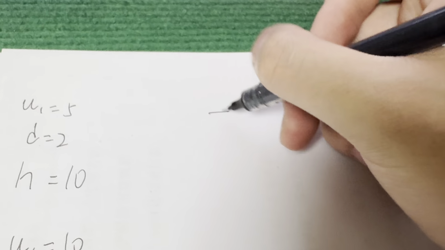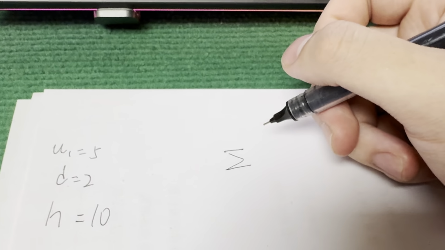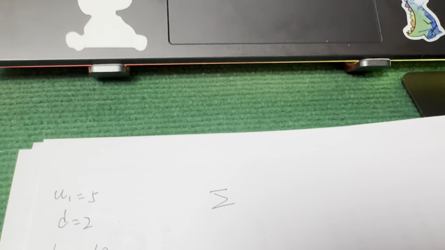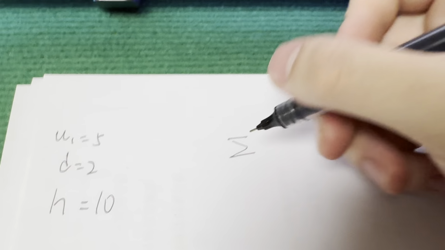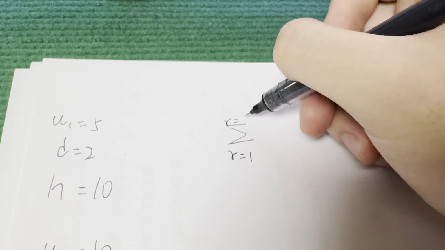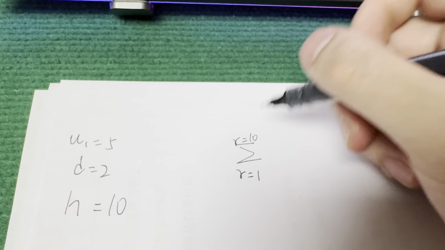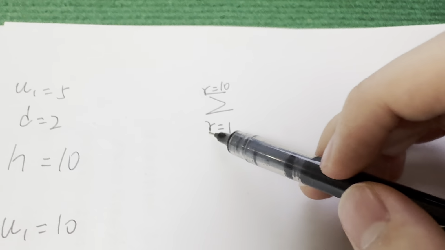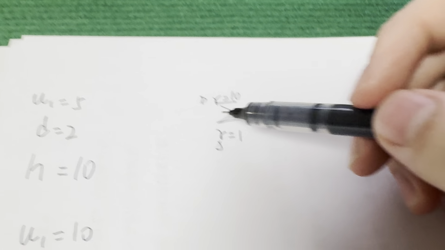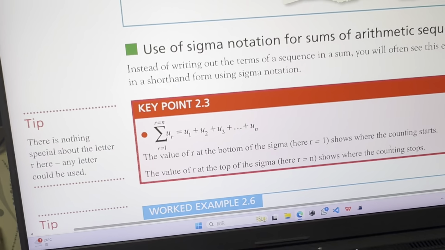For example, if we want to count all the square numbers from the first positive square number to the 10th positive square number, we can write something like that. r equals 1 to r equals 10. It means count 1 square, 2 square, 3 square until 10 square. Oh no, guys, remember we can use any letter to replace r.